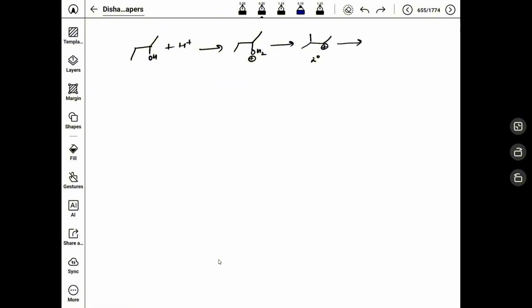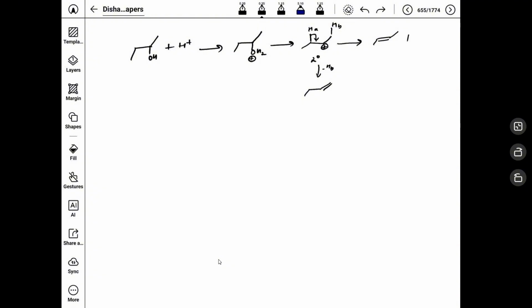This is a secondary carbocation. There is no possibility of rearrangement. So what is going to happen? Removal of the hydrogen. Let's say this is HA, and this is HB. When HA goes, then you get this double bond in the middle. If you remove the HB, then you get the double bond at the terminal position.